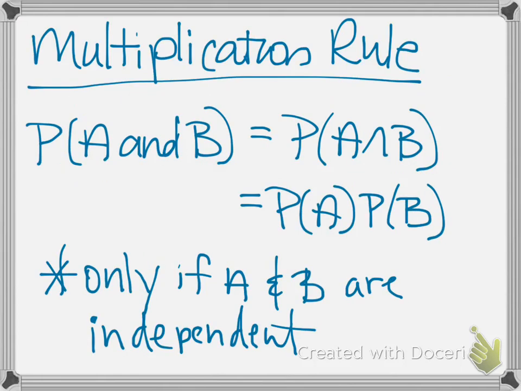So when you have that situation, you can use this multiplication rule that simply says that the probability of events A and B, which we can write as the probability of the intersection of events A and B, is simply the product of the two events independently. The probability of event A times the probability of event B. And remember, this only works if the two events A and B are independent. It will not work if they are dependent on each other.